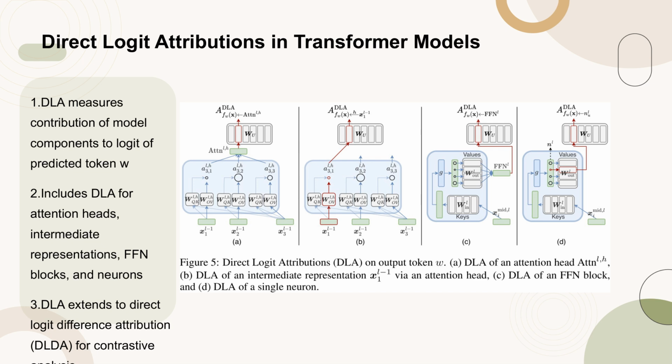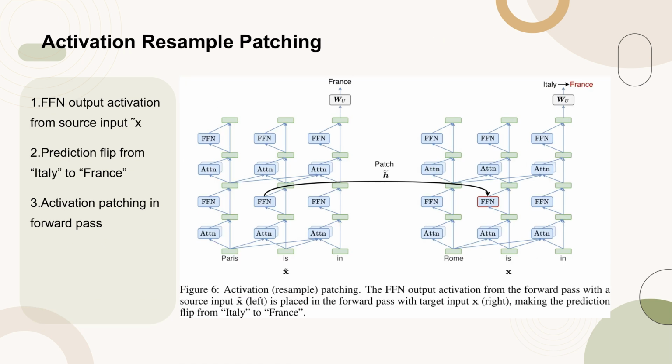Figure 6 illustrates the process of activation resample patching. On the left, the FFN output activation from the forward pass with the source input X is shown. This activation is then placed in the forward pass with the target input X on the right, resulting in a prediction flip from Italy to France. This technique demonstrates how altering specific activations can significantly impact the model's predictions.